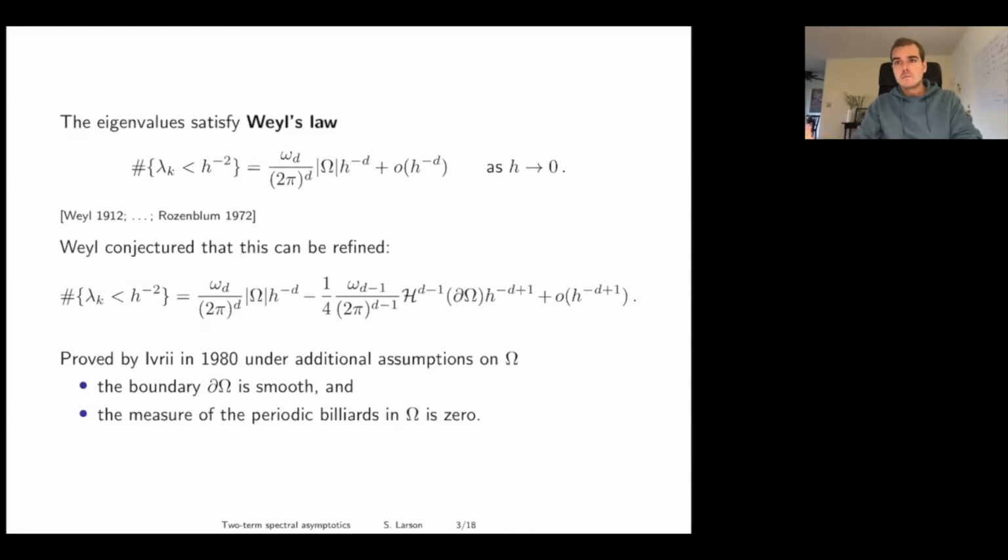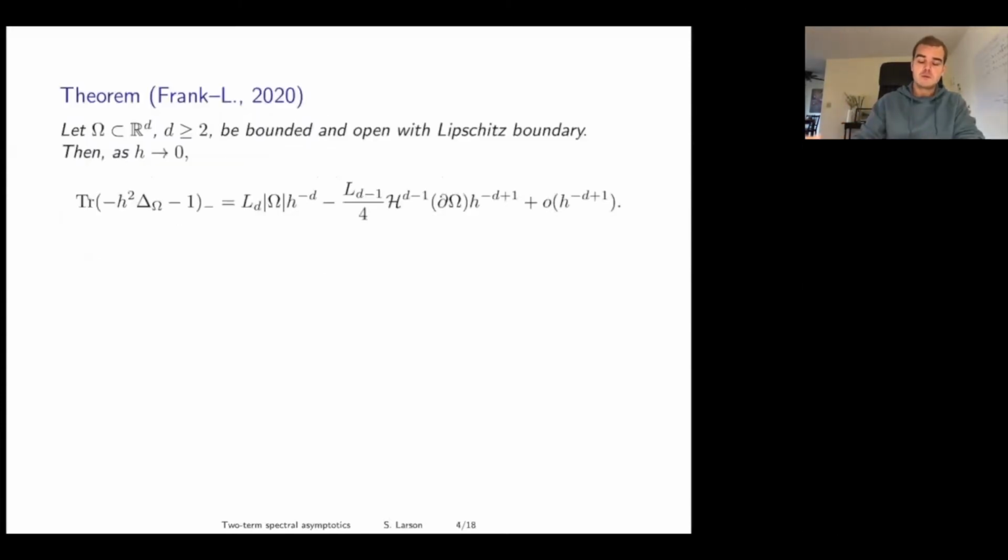What Rupert and I have been working on are results in the same direction, but for more regular spectral quantities than this counting function. Specifically, we've been working with so-called Riesz means, and today I'm just going to talk about Riesz means of order one. That would be the following quantity. Namely, you take your Laplacian, multiply it by h squared, shift it by negative one, take the negative part of this operator and take the trace of that.